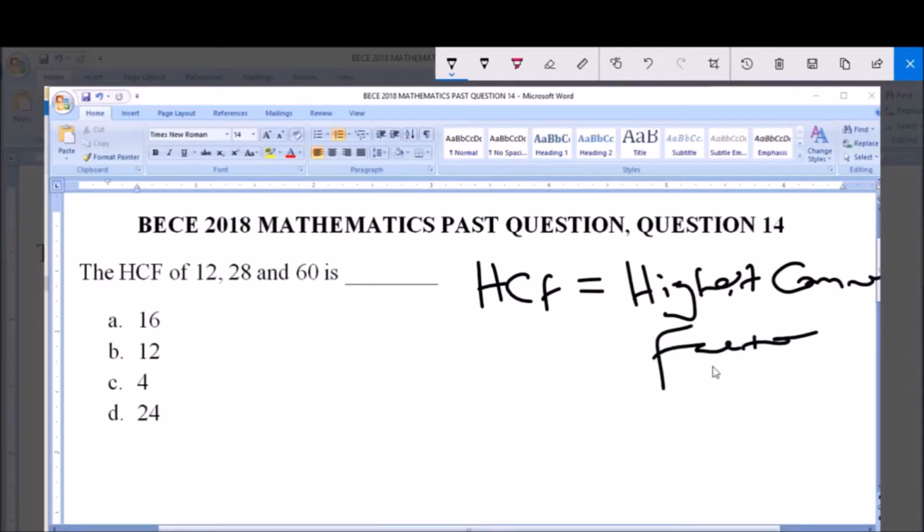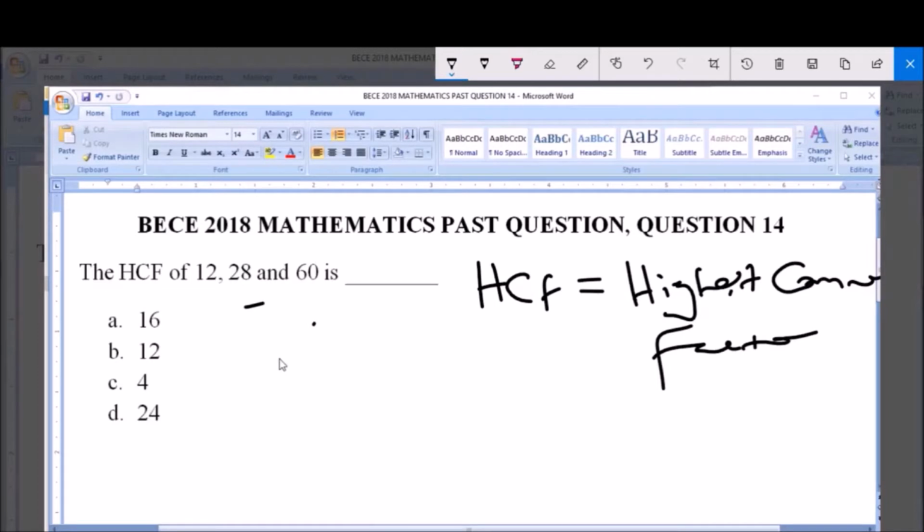We know that a factor of a number is a number that can go into that number without a remainder. Then common factors means what? A factor of 12, which is also a factor of 28 and also a factor of 60. Then highest common factor simply means the common factors of these numbers which is the highest. That is the number that can go into each of these numbers without a remainder, and is the highest which can go into all of these numbers without a remainder.